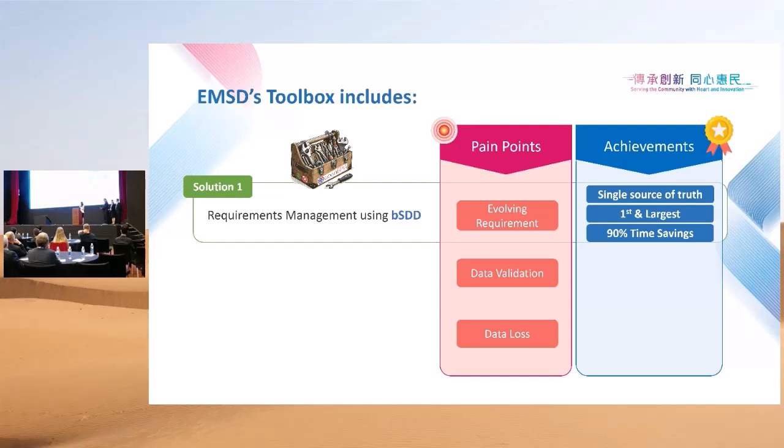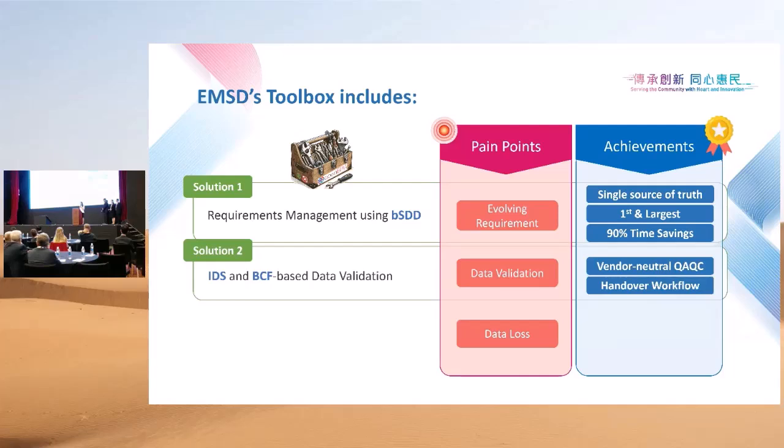To solve the tedious job of the data validation, we have created the IDS and BCF-based data dictionary rule set and incorporate that into the IFC handover workflow. So now the contractor can download our latest requirement from the bSDD anytime and anywhere, and run it with our defined rule set for validation. So with this vendor-neutral QA/QC process, hours of manual checking could be saved.